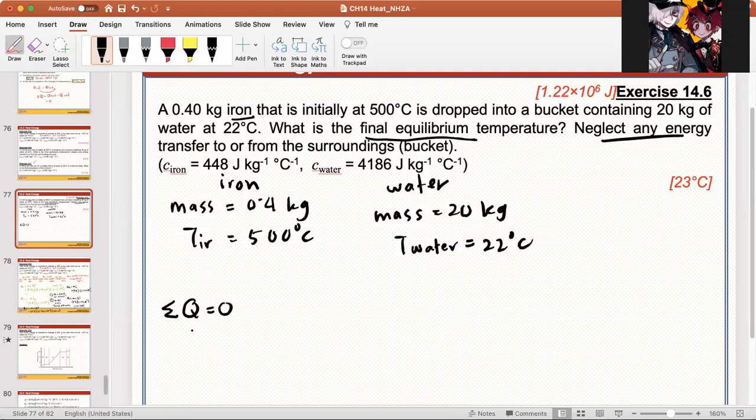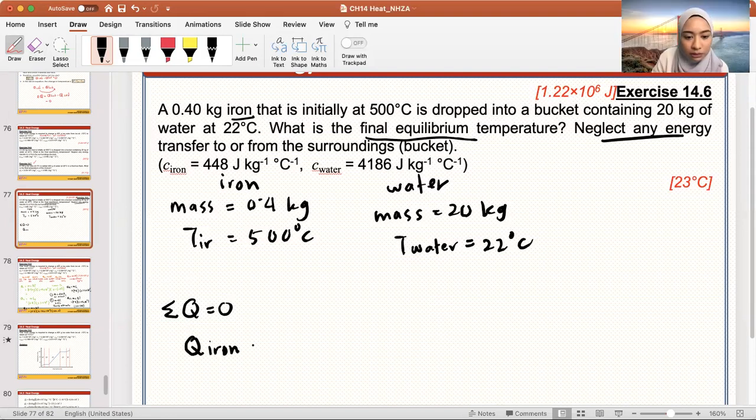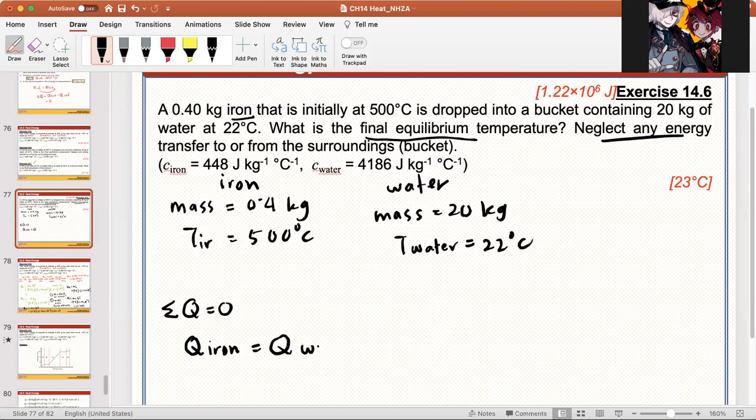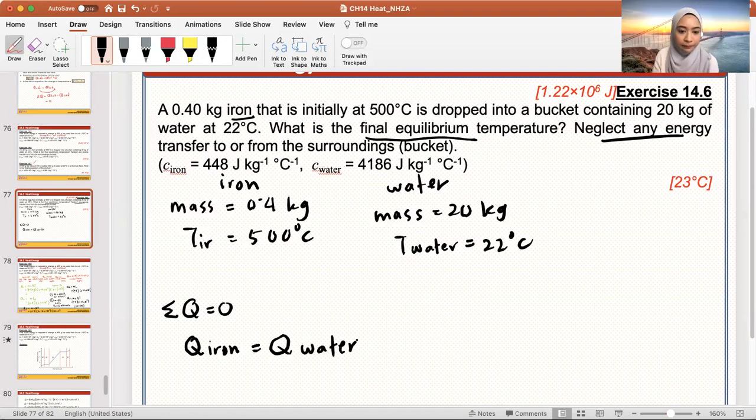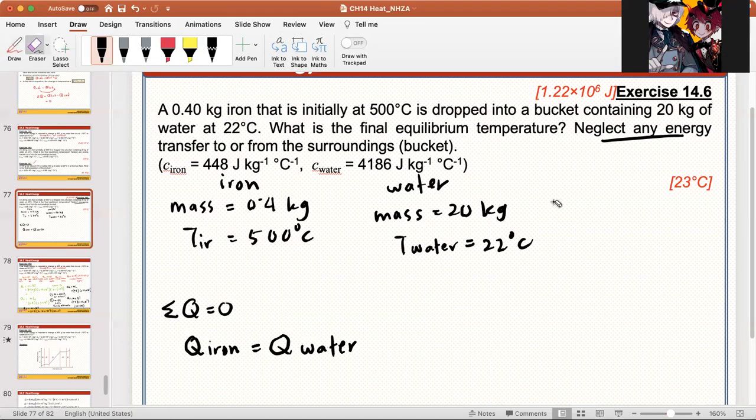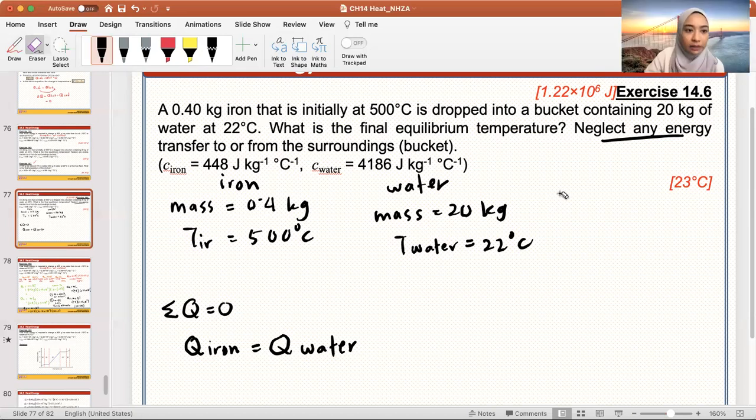Q iron equals to Q water. Okay, Q iron equals to Q water. Okay, so Umar, can you tell me why you said Q iron equals to Q water? Because the iron is being dropped into the water, so between the two objects, the heat is being transferred to each other. Okay, betul, correct.